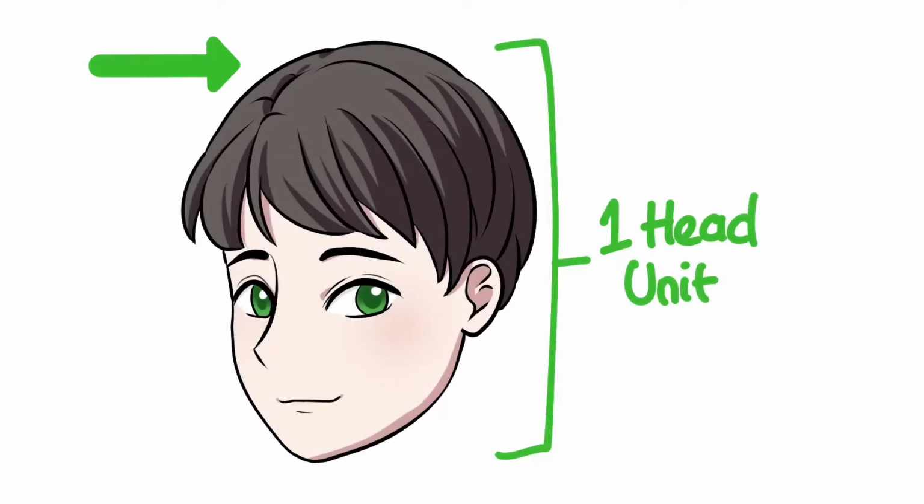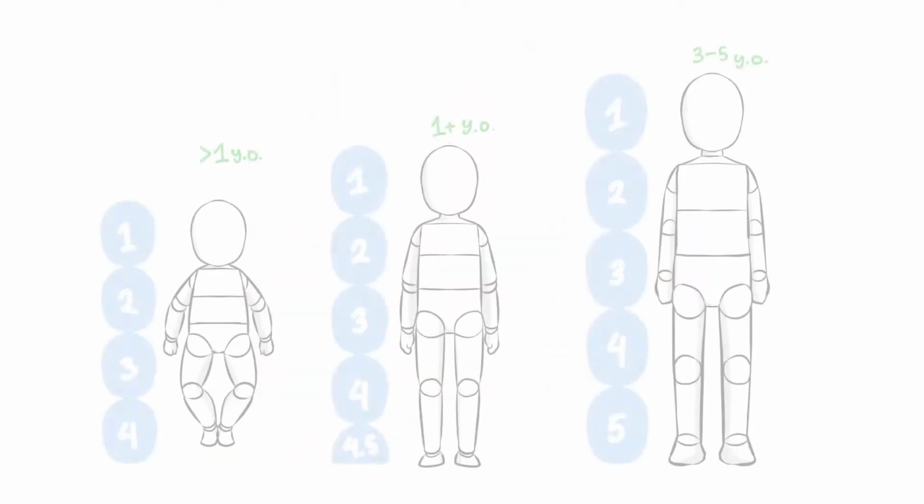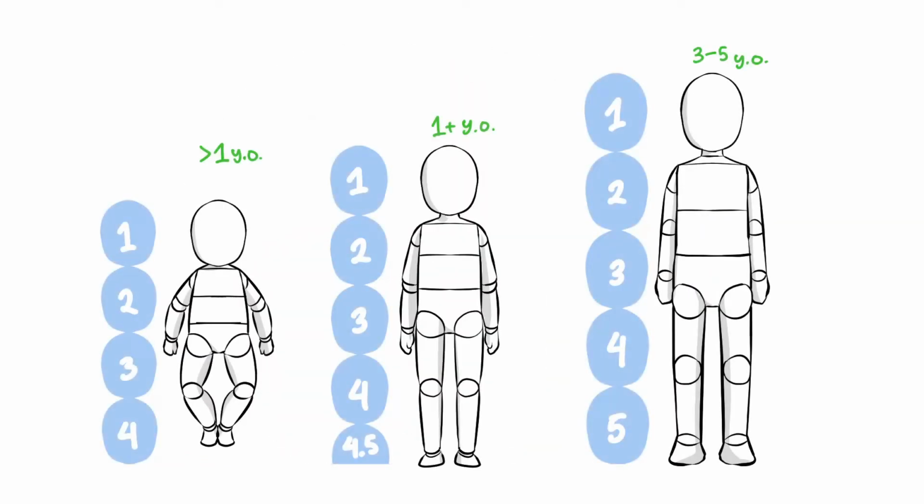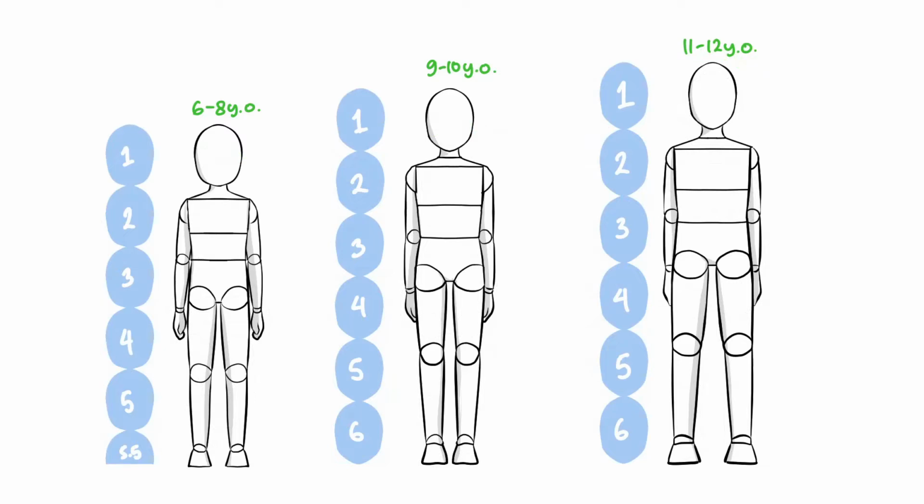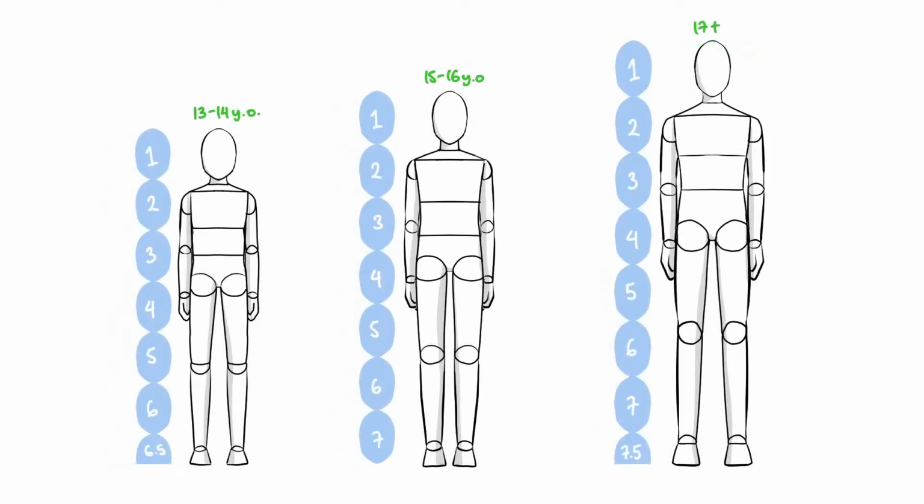We'll be using the commonly used head unit for measurement. A head unit is the distance between the top of the head to the chin of a character. The older a character is, the wider their shoulder and the taller they proportionally are. This holds true for both sexes.